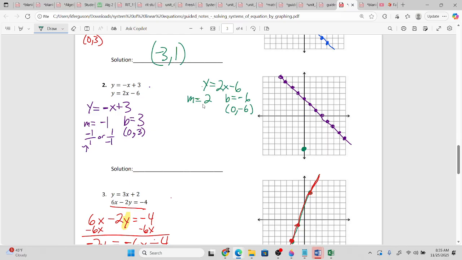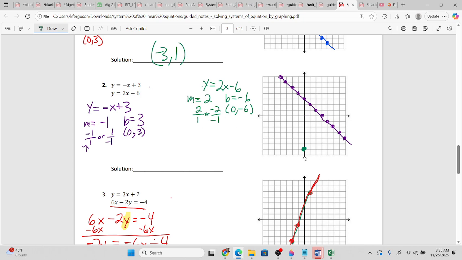Now what does our slope tell us? Well, if the slope is 2, that means I'm looking at 2 over 1 or negative 2 over negative 1. Does everybody understand why I can do this? I can say 2 over 1 because I can just put a 1 under it. Or a negative divided by a negative is a positive, so I'm okay putting a negative on both of those because they cancel each other out anyway.